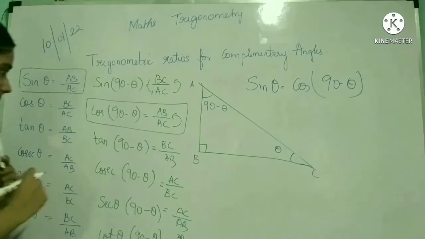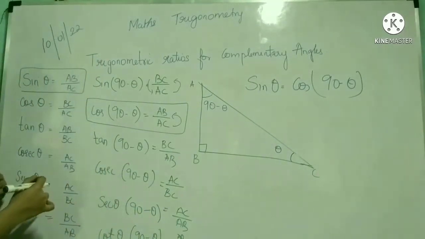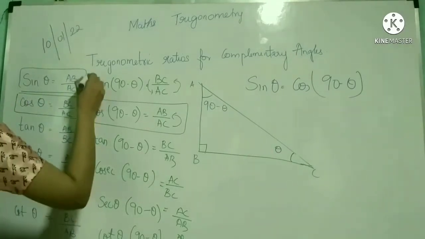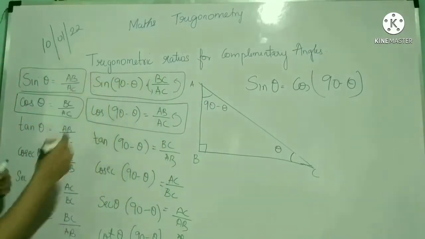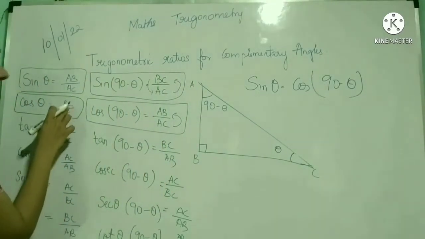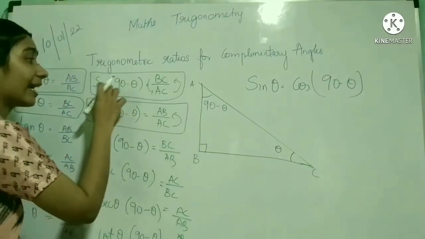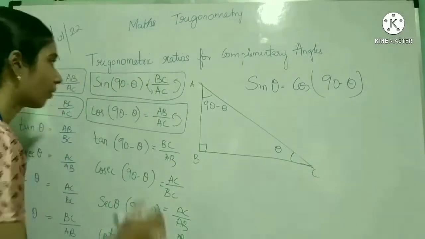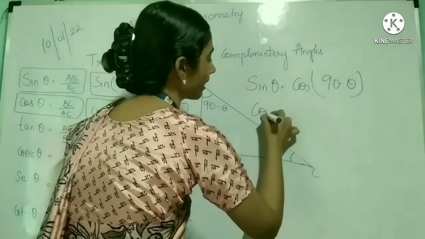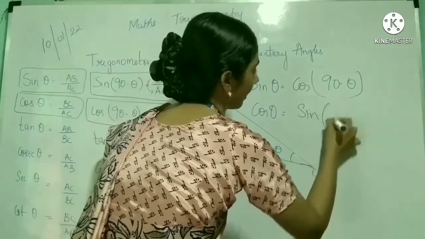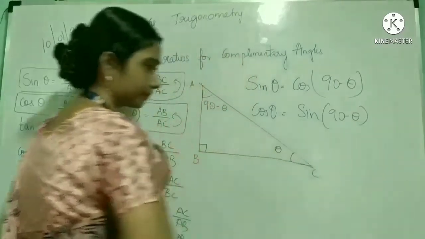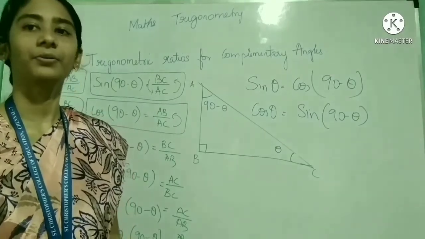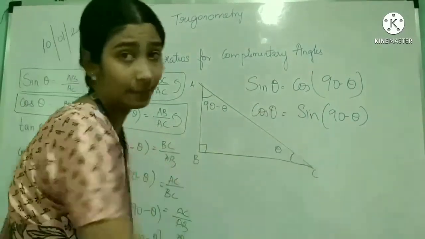Now next, see what else is common. What about this? Cos theta is equal to BC by AC. Sin 90 minus theta is BC by AC. Is BC by AC common? So what can you say? Cos theta is equal to sin 90 minus theta. Sin theta is equal to cos 90 minus theta. Cos theta is equal to sin 90 minus theta. You can interchange both. Okay?